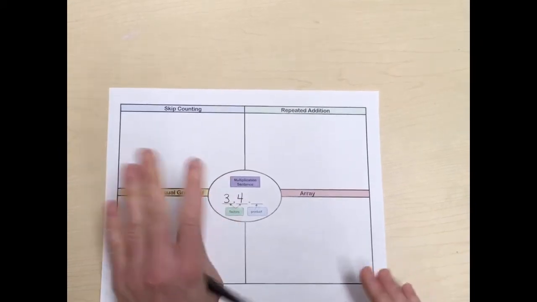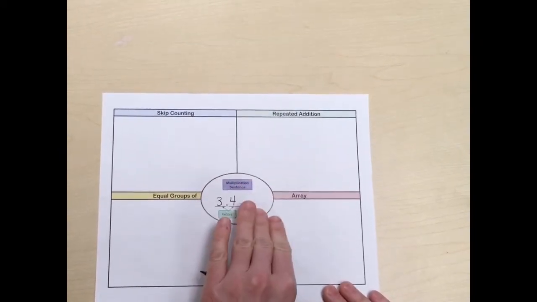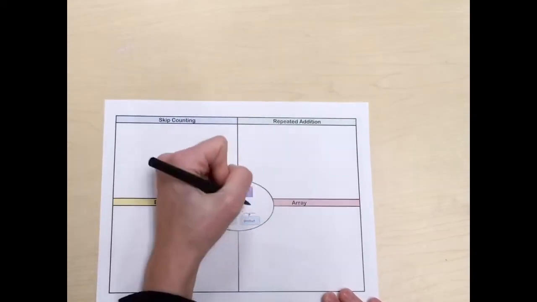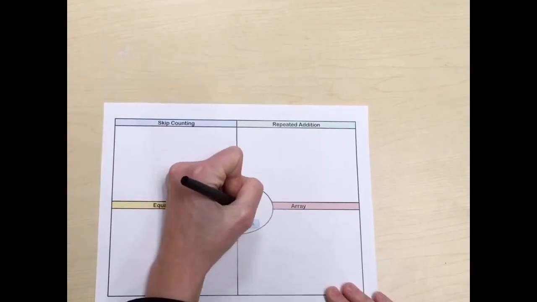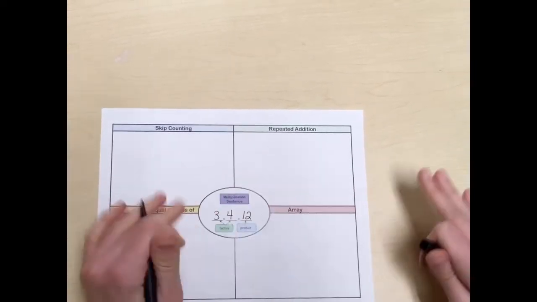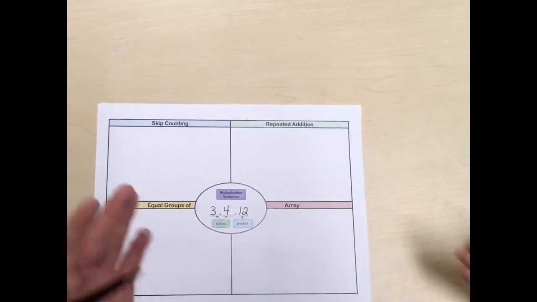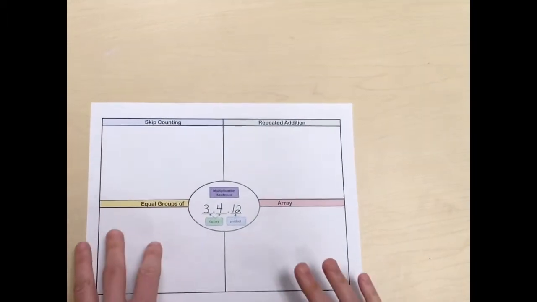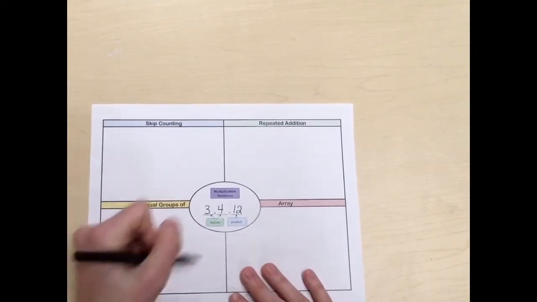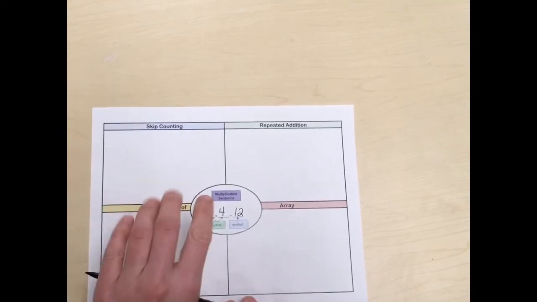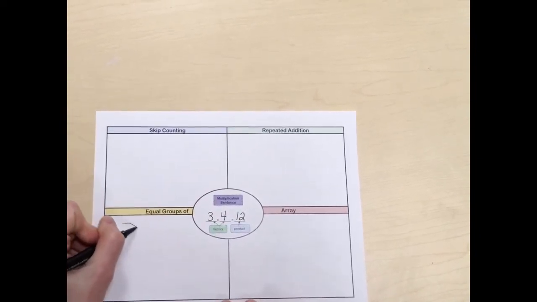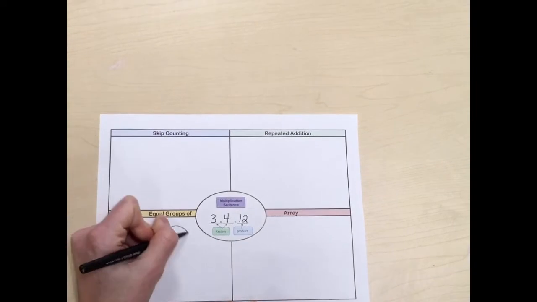And I might have some students that actually don't know what the answer of the product is. I know that you watching probably do, so I'm going to put it there. But let's say they don't know what the answer is. What can help them with that is going right to the equal groups of section where they need to actually draw it out pictorially. So 3 equal groups of 4, so I'll have them draw their groups. So here's my 3 groups.